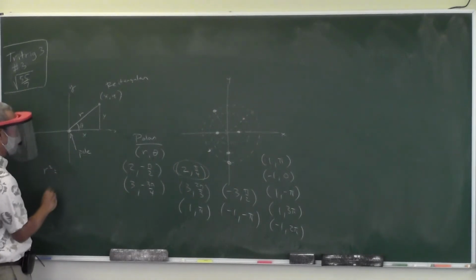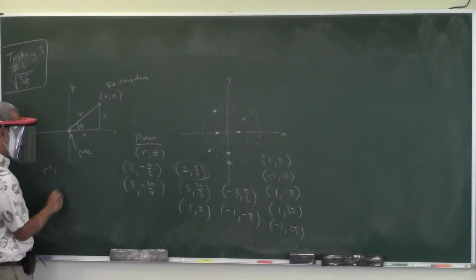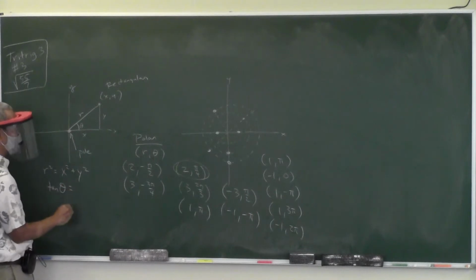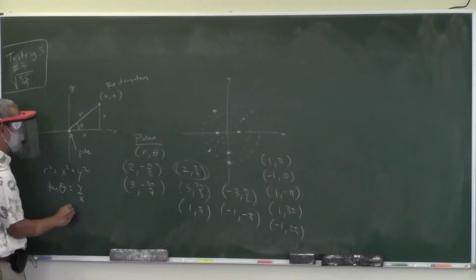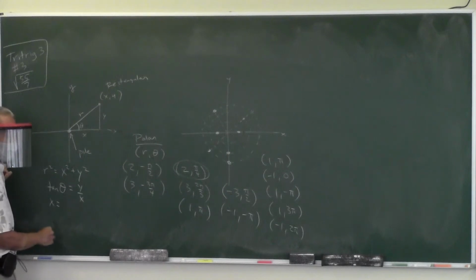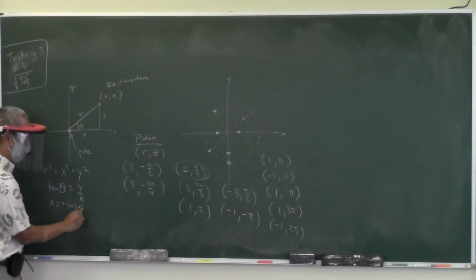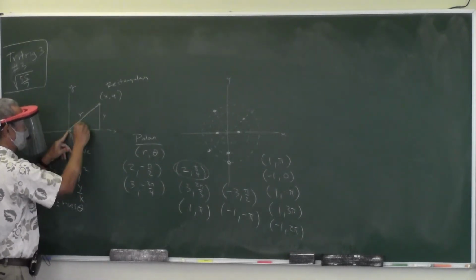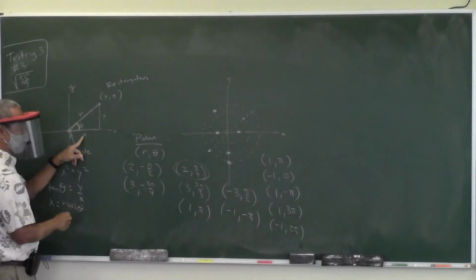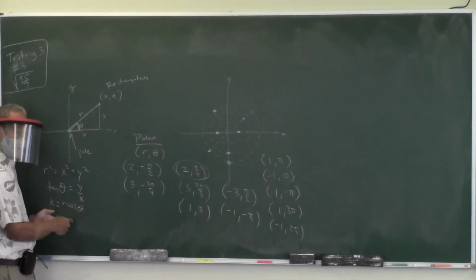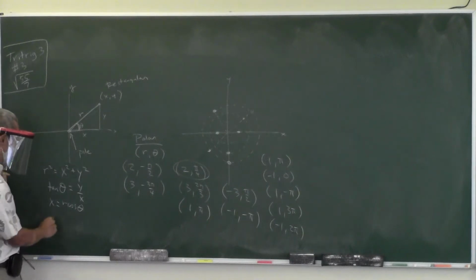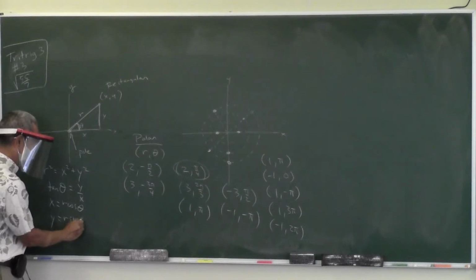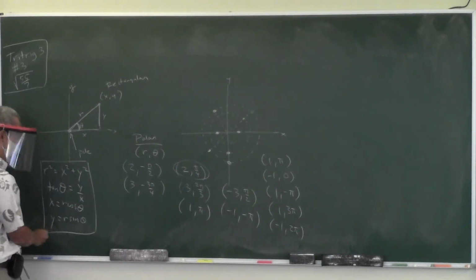r squared is equal to, using the Pythagorean theorem, x squared plus y squared. Tangent theta is equal to y over x. x equals r cosine theta. And again, remember, if you have a right triangle, if you know the hypotenuse and this angle, how do you get the adjacent side, which is x? Hypotenuse times cosine theta. That's how you componentize vectors, right? y, which is this side, is equal to what? r sine theta. These are the 4 formulas you need to know.